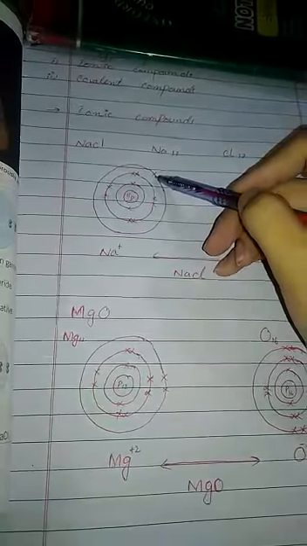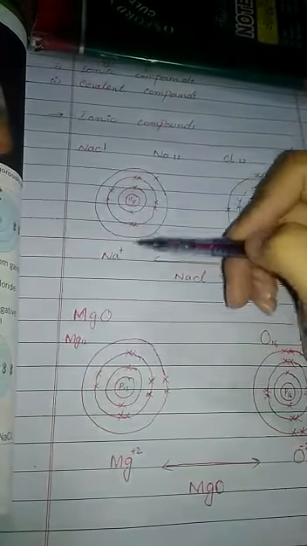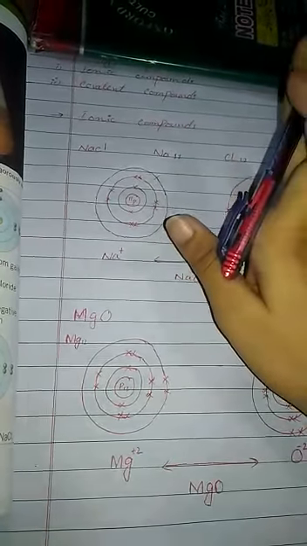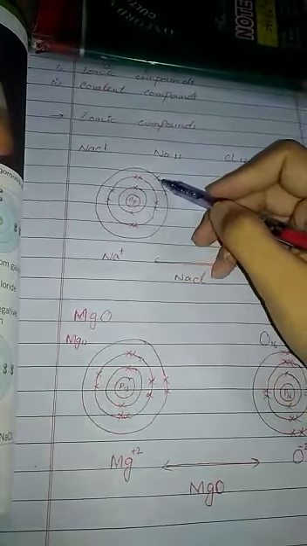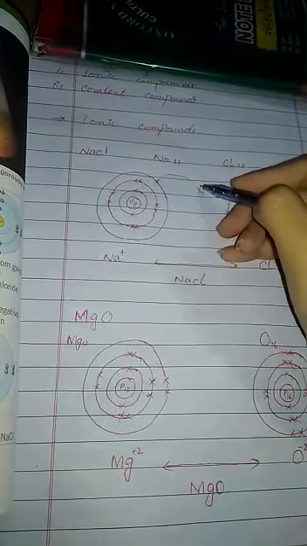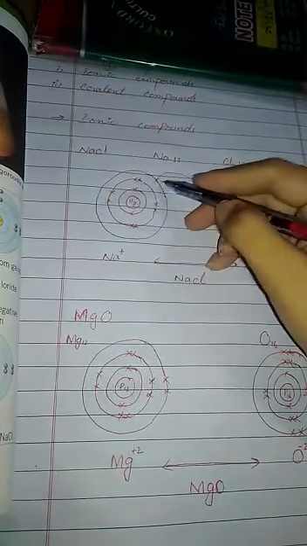So this is easier for sodium to lose 1 electron rather than gain 7 electrons. So the sodium atom loses this electron. This electron is lost by the sodium atom. In this way, sodium gets a positive charge and it forms a cation.